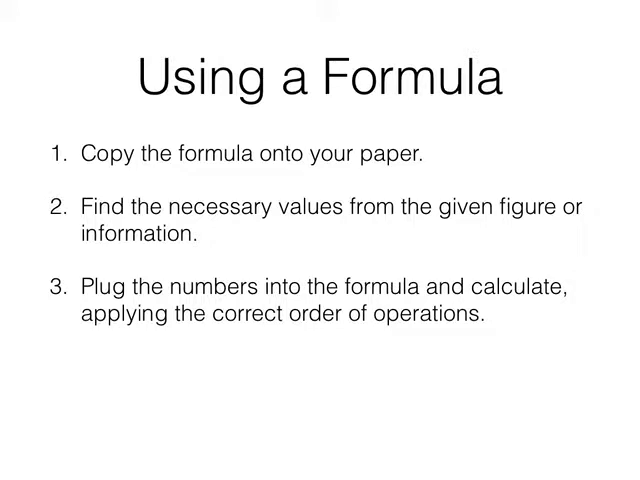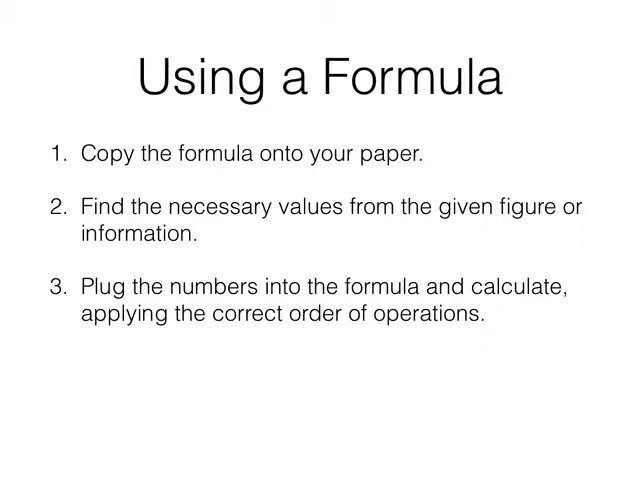Now we did already use a formula with the Pythagorean theorem. We had to write down a squared plus b squared equals c squared to start the problems there. So the first thing I do want to see you do is copy the formula onto your paper, because every one of these figures has a different formula. It's easier to have a template that you drop the numbers in underneath. You're going to find the necessary values from the given figure or information that you have for the problem, and then you're going to plug the numbers into the formula and calculate applying the correct order of operations.